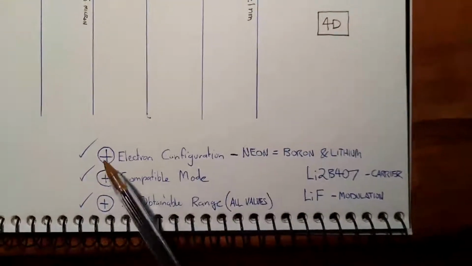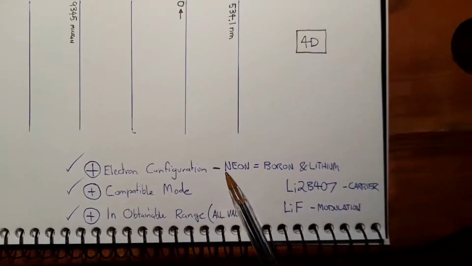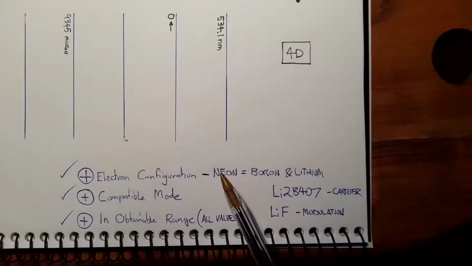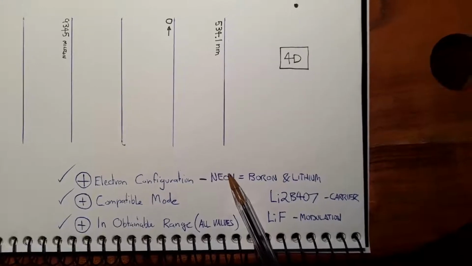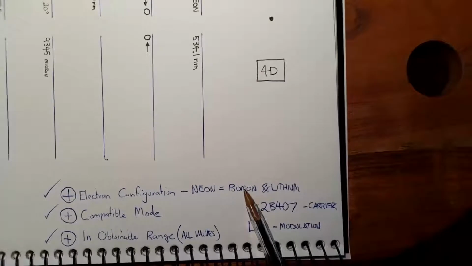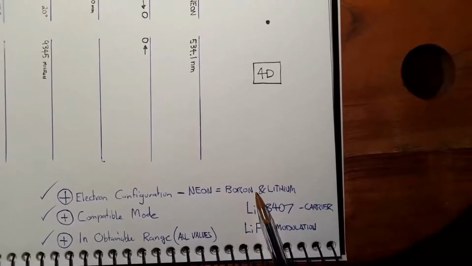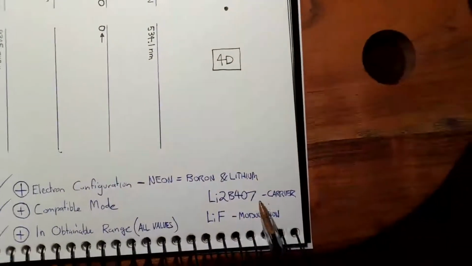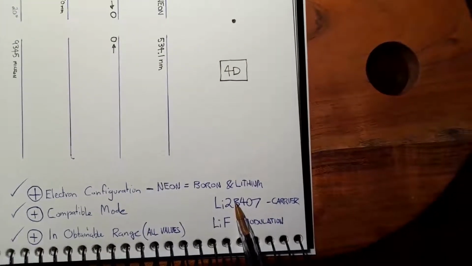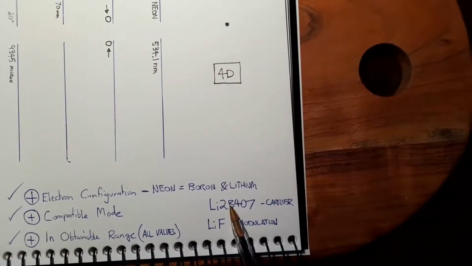There are even more systems that must be compatible. It must be the correct electron configuration. Neon must have a configuration which is on the same line as the crystals in the pyramid, which in this example I'm using boron and lithium. The carrier crystal in this system, of this frequency, is lithium tetraborate. So that's the crystal that is used as a carrier, and specifically what's used is the boron, which has the same electron configuration as neon.